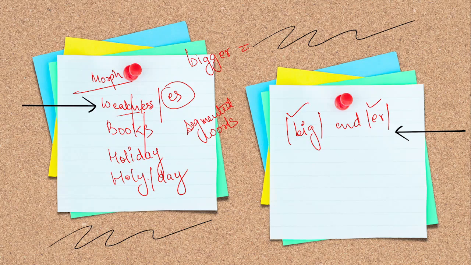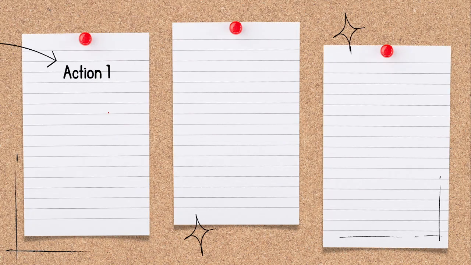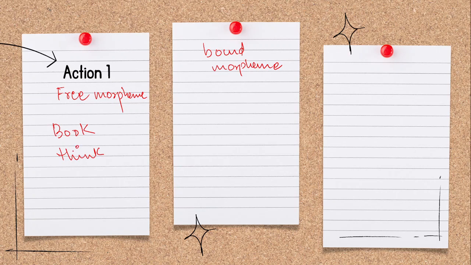Moreover, if we talk about the types of morphemes after we have discussed the morpheme, we can say there are two types. One is free morpheme and the second one is bound morpheme. In the previous video also we have discussed it. A free morpheme is one that can stand alone with a specific meaning. For an example, book. Correct? Think. These are free morphemes.